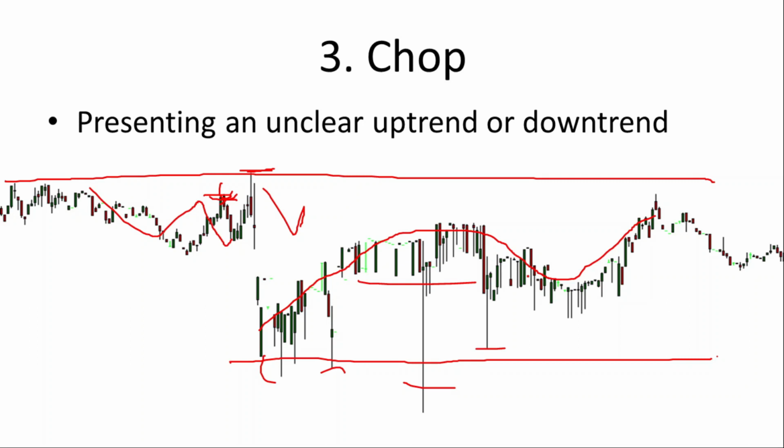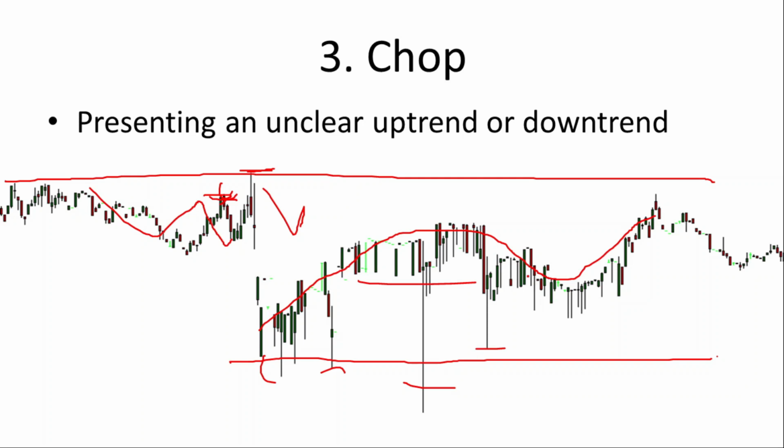In my own opinion, it is pointless to trade the chop because you can't really tell whether the price is going to go up or down. Like I said when we were starting this lesson, this is going to give you the power to know when to stay away from the market. So as soon as you identify that this is some chop, or you're in a choppy market phase, the best thing to do is to stay away and not take any type of trade.